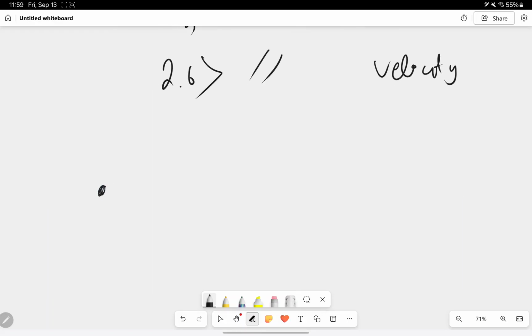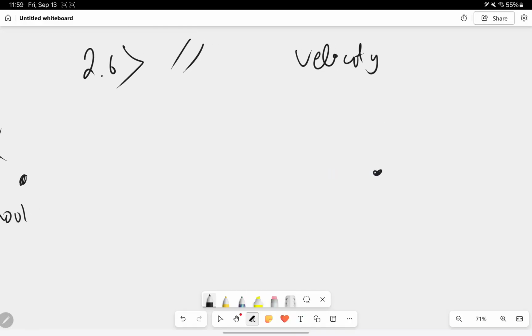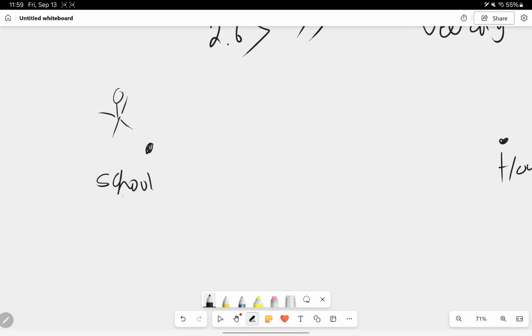Let's say we have a guy moving from a school to his house. Let's say the school finishes at time equal to 3:40 p.m. Let's say after moving some time, he looked at his watch. The time was, for example, 4 p.m.